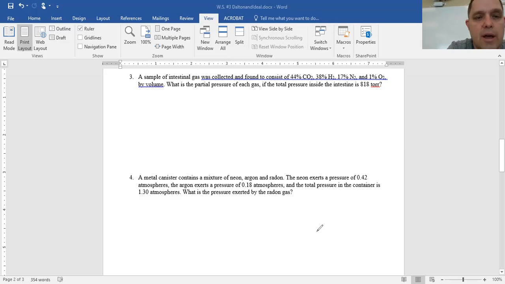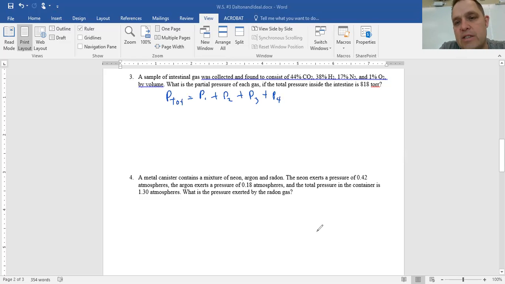Well, this is Dalton's law again. Pressure total is going to equal the pressure of all these gases. And let's see, we got 1, 2, 3, 4. So pressure of the first gas plus the pressure of the second gas plus the pressure of the third plus the pressure of the fourth. So how are we going to do this?